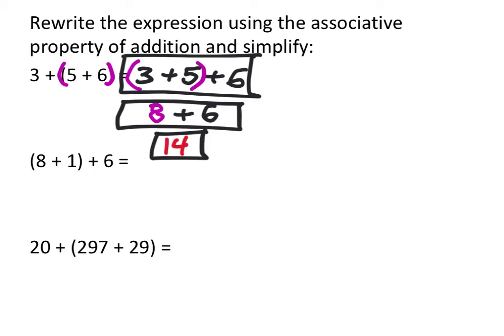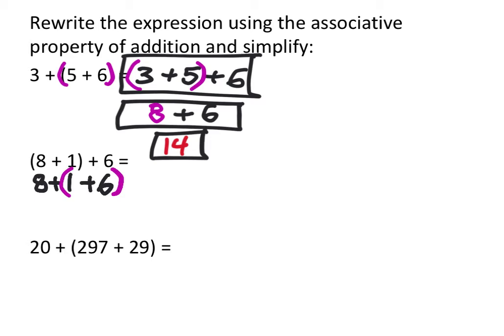So this next one, 8 plus 1 plus 6. So again, with the associative property, the order does not change. I still have 8 plus 1 plus 6, but it just changes where the parentheses are. So where it was around the 8 and 1, now it's around the 1 and 6.